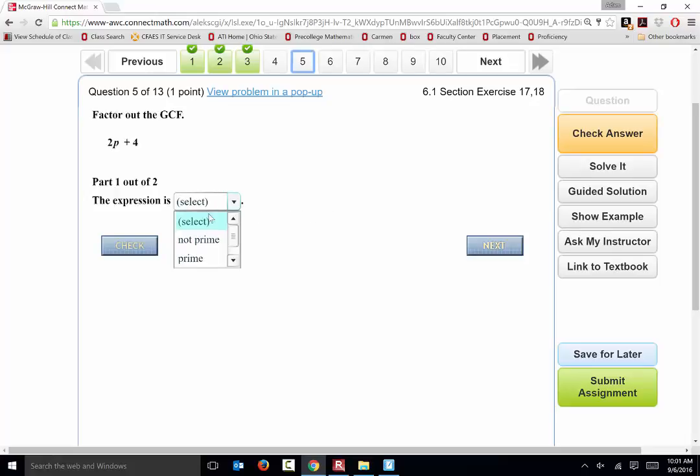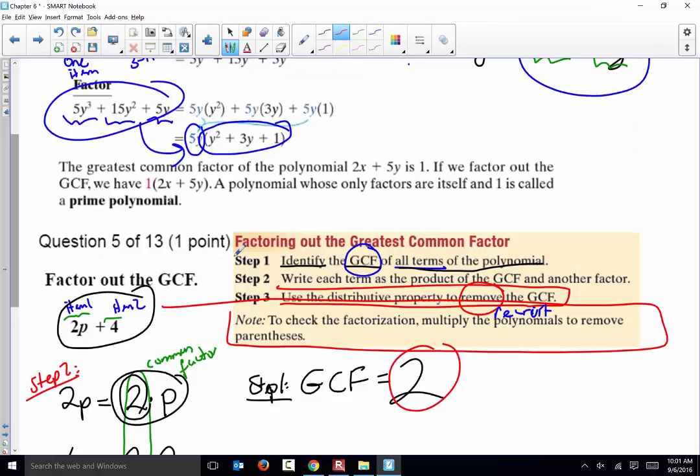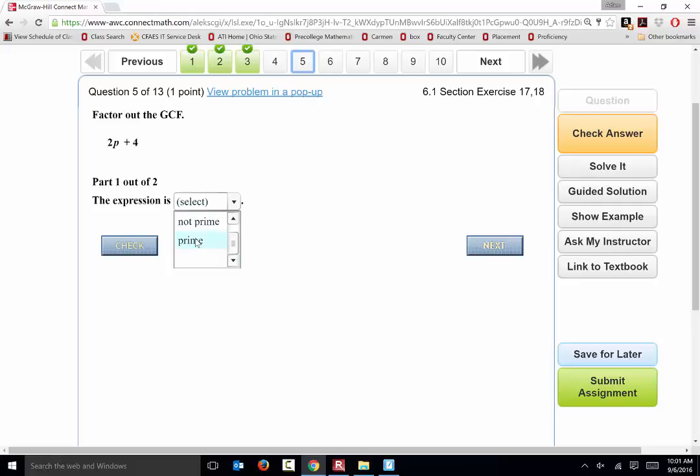So this expression, what the heck does prime mean? We call an expression prime if there is no GCF other than 1. Did we find a GCF other than 1 here? Yeah, it's 2. It's not 1. We found a solid person you can remove from each family. So it's not prime then. It's not prime.